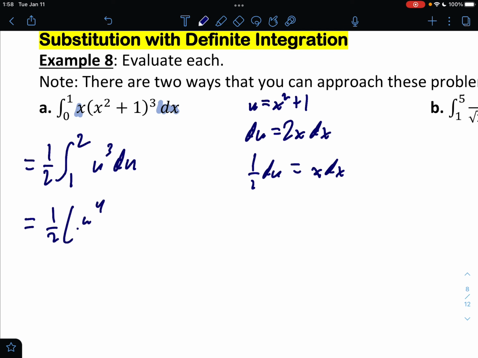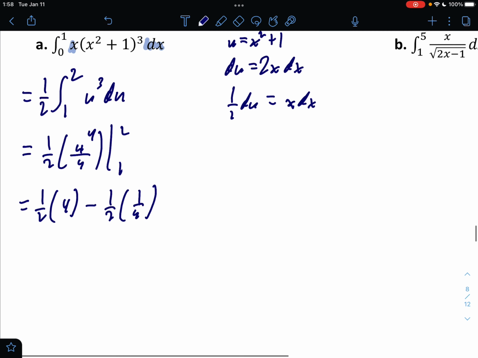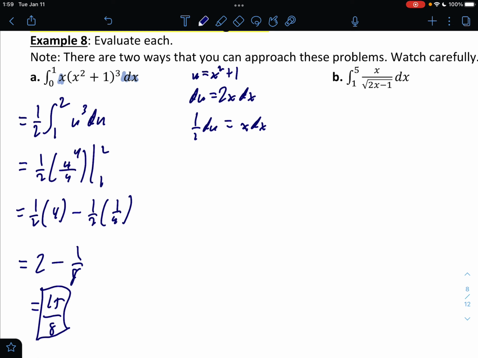So u to the 4th over 4. No plus c, because it's a definite integral. So 1/2 times 2 to the 4th, which would be 16 over 4, which is 4, minus 1/2 times 1/4. And that would give you 2 minus 1/8, or 15/8.